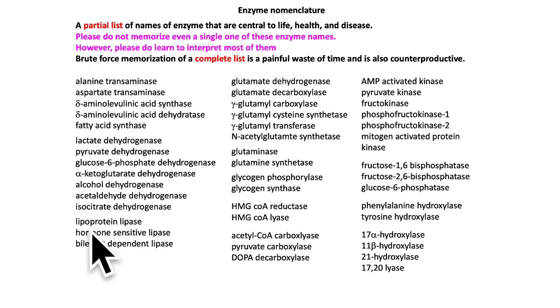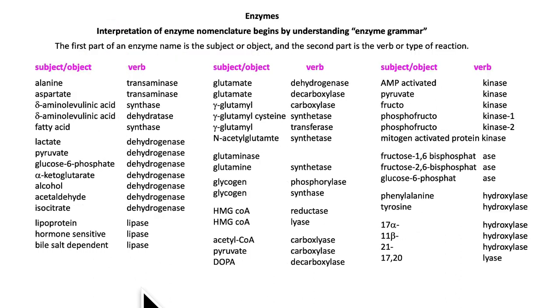The first name in an enzyme is the substrate of the enzyme. It's the object or subject, the substrate. The second name in the enzyme is the verb or the activity. For example, alanine transaminase. Interpret the name and tell me what it does. It grabs hold of alanine and it transfers the amine group.